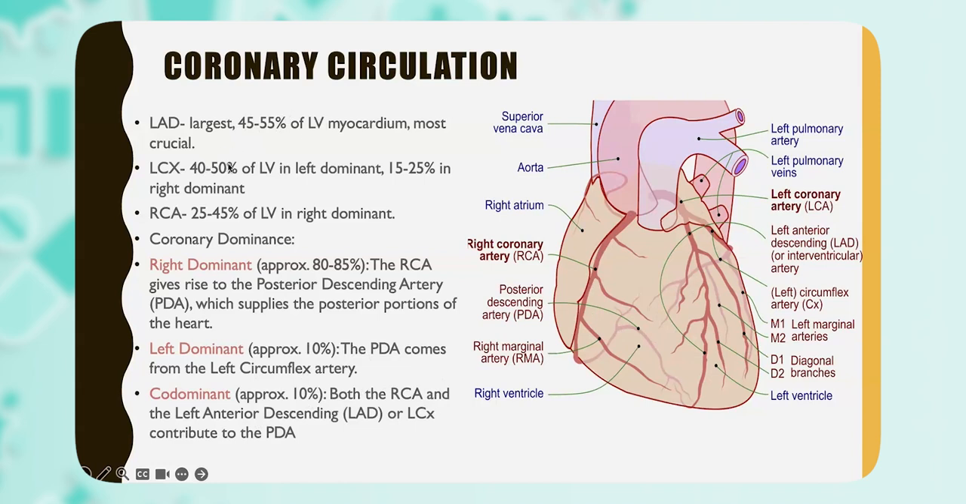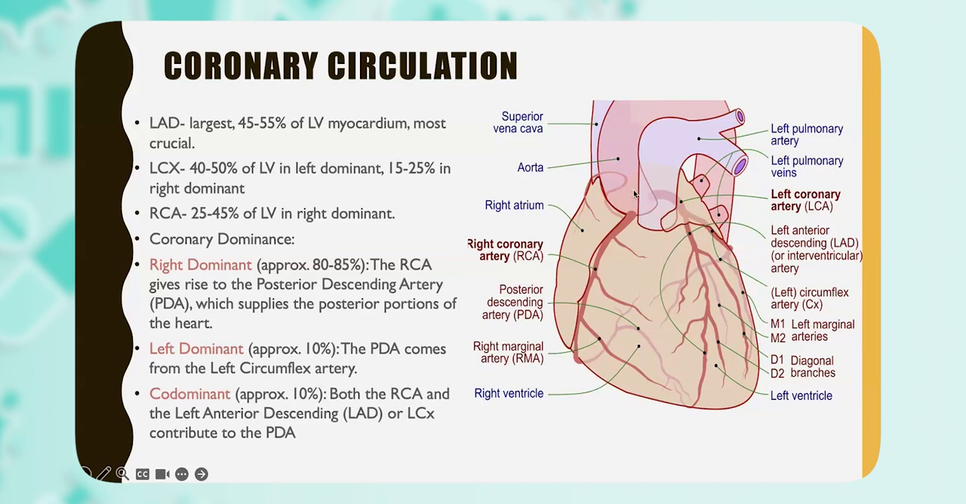LCX covers around 40 to 50% of the LV in left dominant system and 15 to 25% in right dominant system. In any situation, if you note very well, 70 to 80% of the LV myocardium is supplied by the left coronary artery. So if we have a block here, which is the left main, then the heart is at very high risk. Immediate LV dysfunction happens, patient goes into left ventricular failure, shock, and everything.